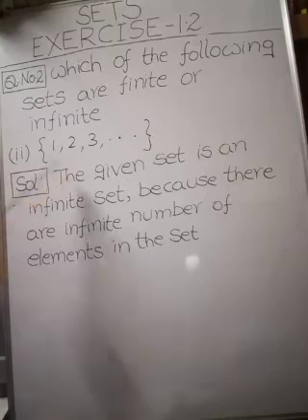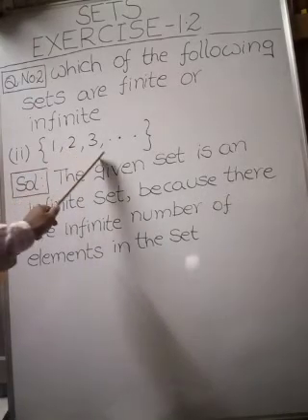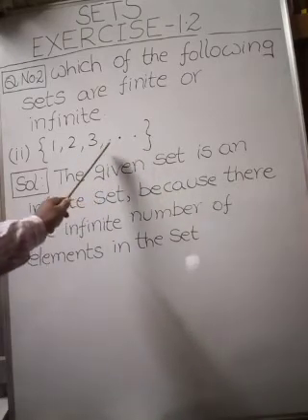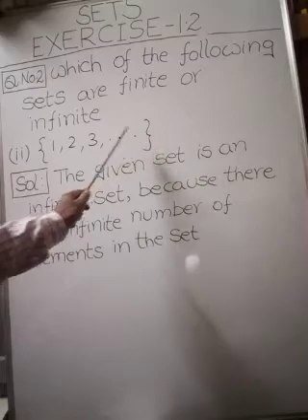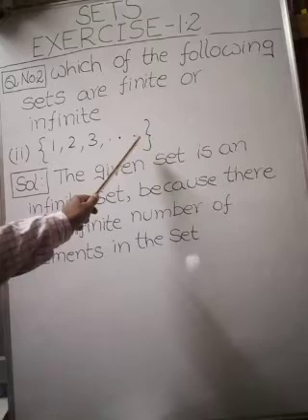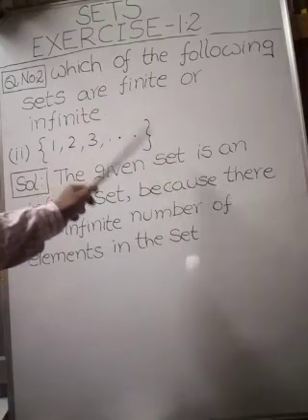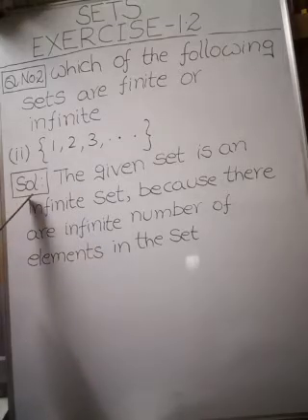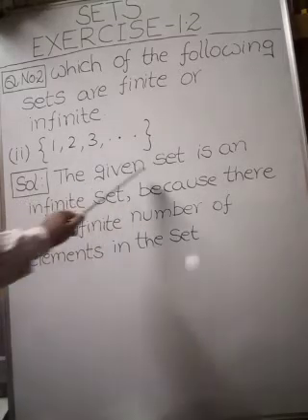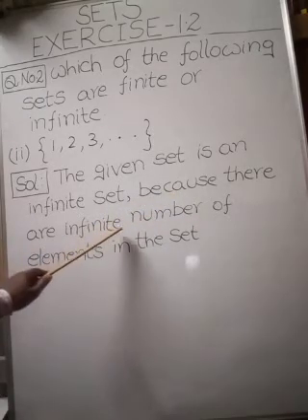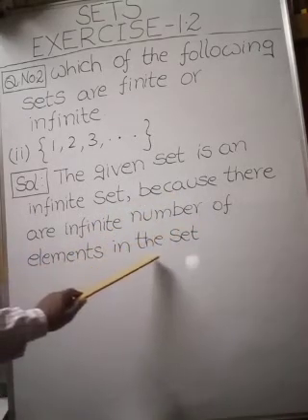Now, come to the next set: 1, 2, 3, and so on. If you observe this set, there are infinitely many elements. After 3, three dots are there. Three dots mean there are infinitely many elements after 3. So come to the solution. The given set is an infinite set because there are an infinite number of elements in the set.